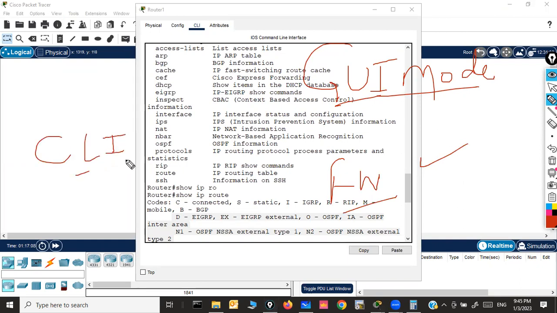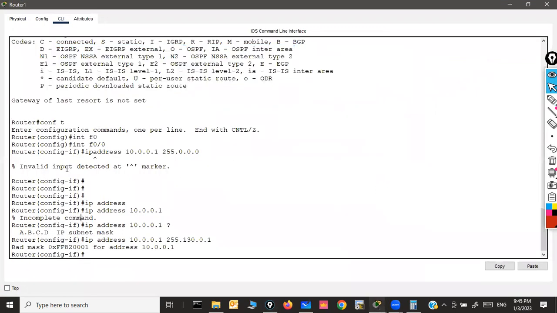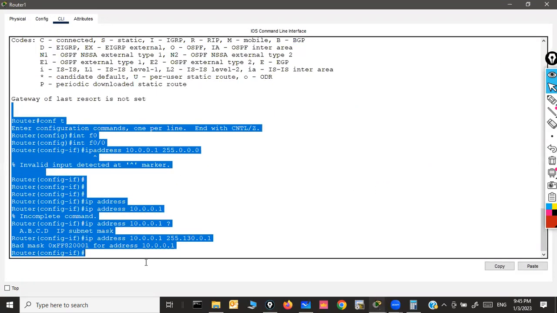CLI mode. So even though we have GUI mode, a lot of limitations are there. We don't get maximum flexibility in GUI mode. So still we prefer to configure routers from the CLI. That's the reason you will have to understand command syntax, the commands that I'm using here, right?